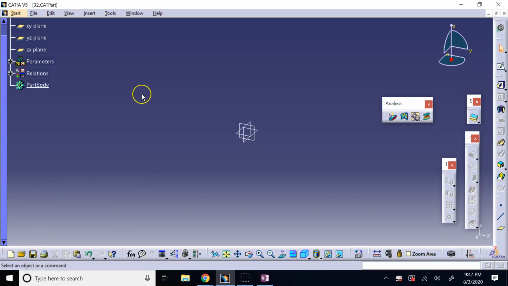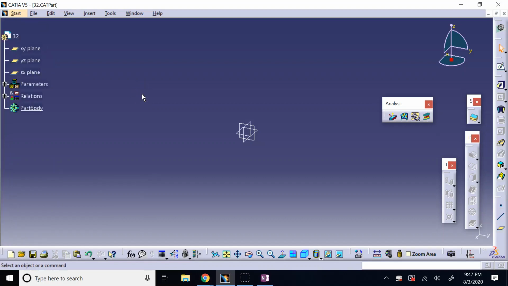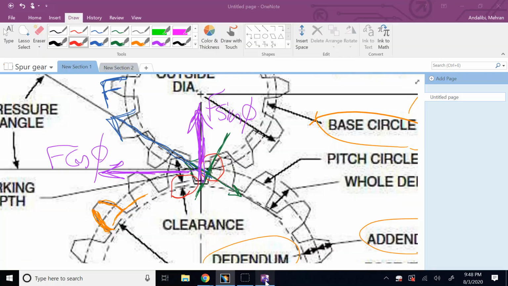Now, I also need some functions. These functions are used to define the involute curve. The involute curve is a complicated curve. It's a parametric curve, and the equation of that is nothing similar to a circle, an ellipse, a spline, or anything like that.